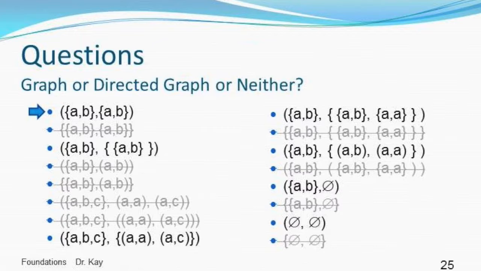So now let's just look through each of the remaining ones and say, is it a graph? Is it a directed graph? Is it both, or is it neither? So if we look at this first one, we have a two tuple, right? Because there's two things inside of this tuple. The first thing's a set, the second thing's a set, so that's good. This could be the vertices, right? That looks good to me.